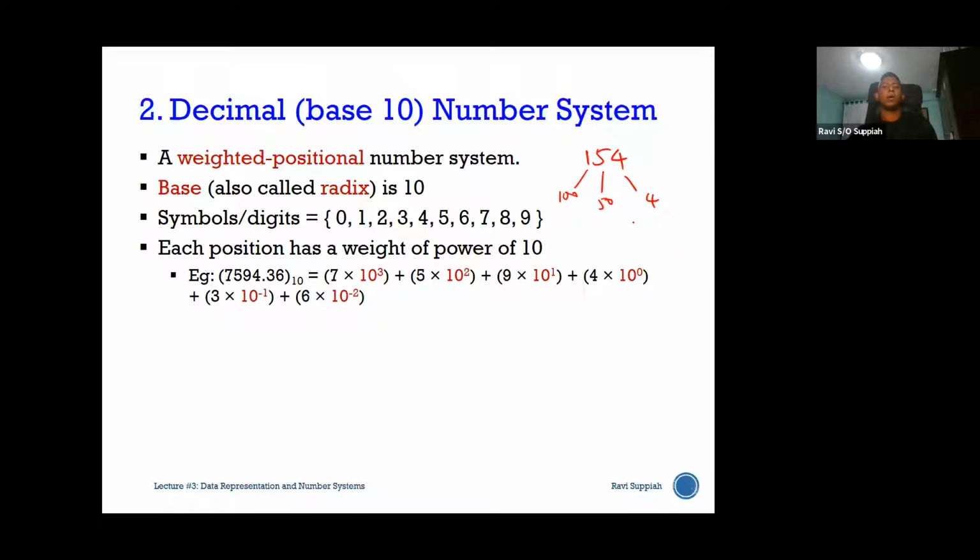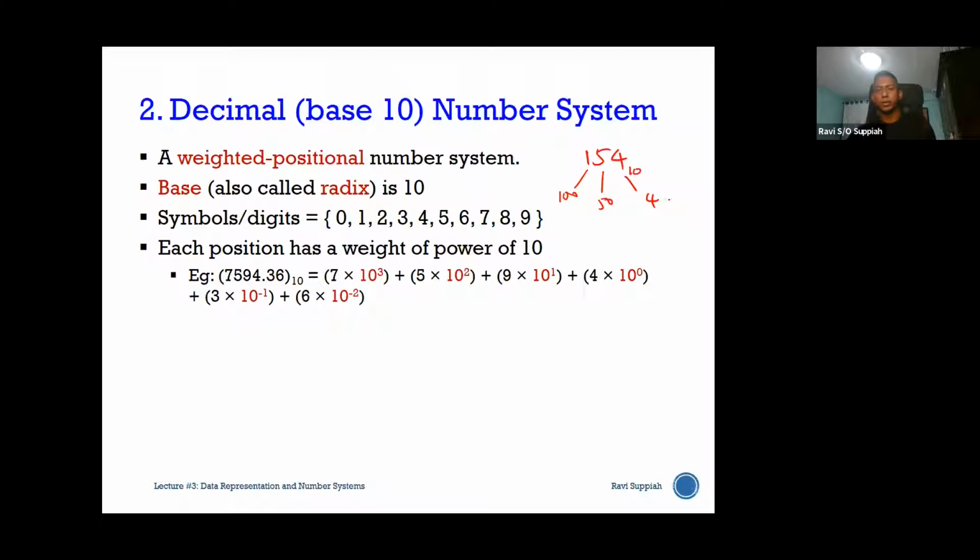Now, how do we get this interpretation of ones, tens, and hundreds? It is because the system that we have been brought up with is what we call the base 10 system. So actually, rightfully, we must write a small 10 beside each number, but we don't do it because all of us deal with base 10 systems.